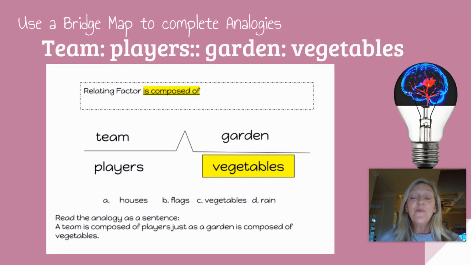All right, we've got another one now. We did the one that was the characteristic of or described. This one is composed of. A team is composed of players in the same way that garden is composed of vegetables. And if you'll notice, you always want to choose that best answer. The choices are houses, flags, vegetables, and rain. And although you do find flags in gardens, that's not the best answer because it's not composed of all flags, but the garden is composed mostly of vegetables.